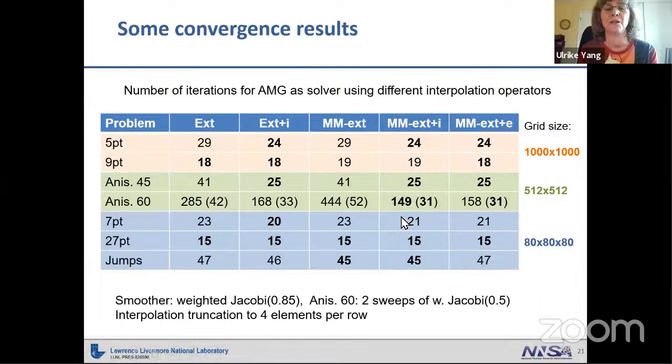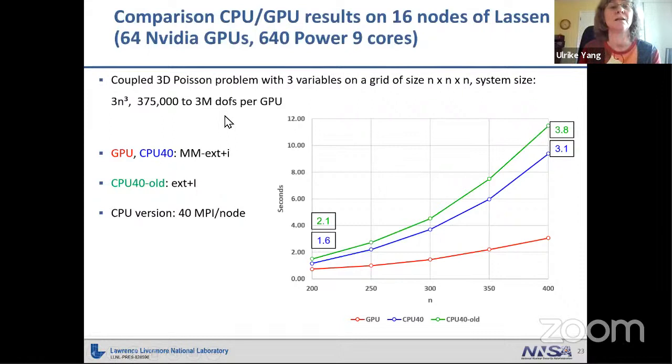I'll show you some results here that we actually ran with our GPU implementation. This was run on Lassen, one of our machines, which has four NVIDIA GPUs per node. We ran it here on 16 nodes, and we compared to an MPI implementation on the CPU using full MPI, so 40 MPI per node.